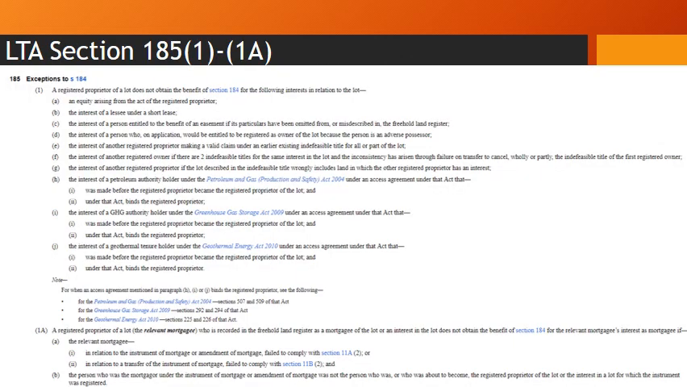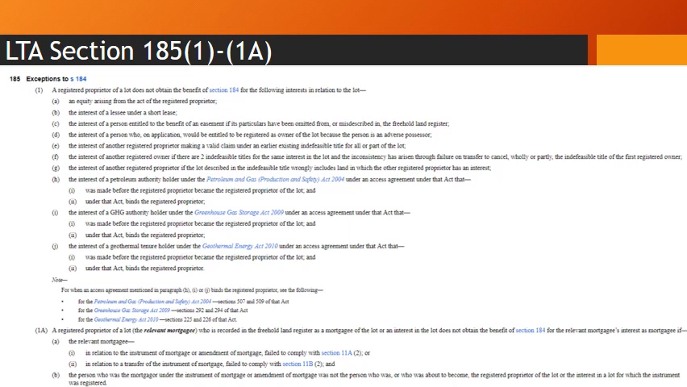So let's look at 185 then. 185 talks about exceptions to 184. So a registered proprietor of a lot, now that includes the owner of the fee simple, but relevantly for you, it could also include, for example, the registered proprietor of an interest in that lot. So, for example, the mortgage holder or the leaseholder or somebody who holds an easement, right? For those people, we could also read this exception as applying. So it's not just the person who's owning a lot, in other words.